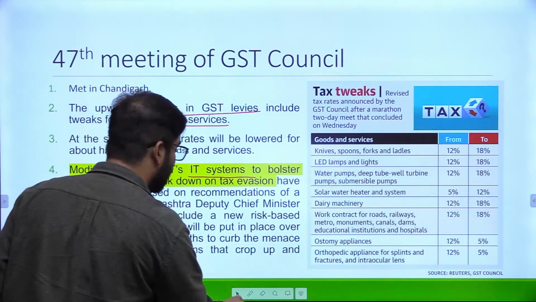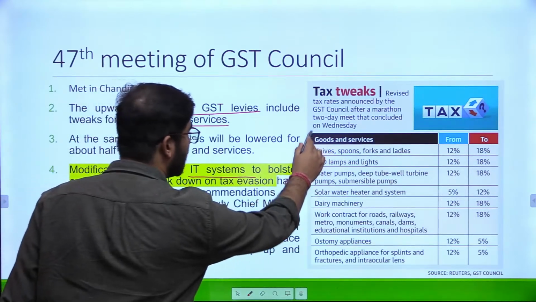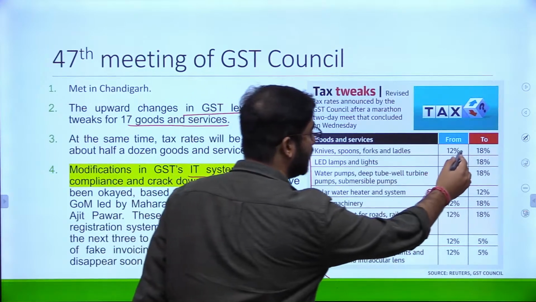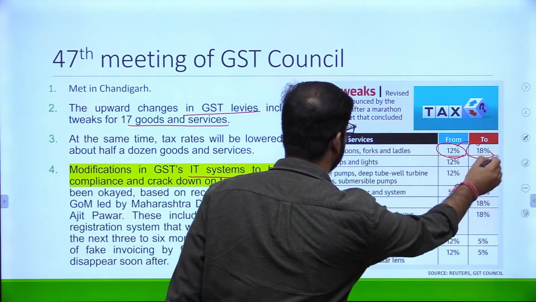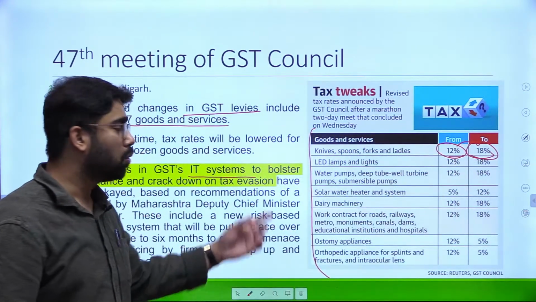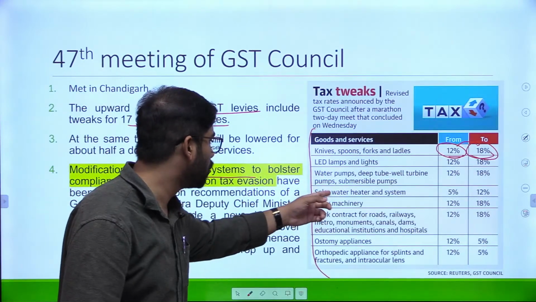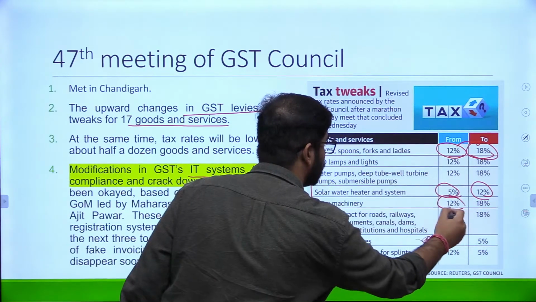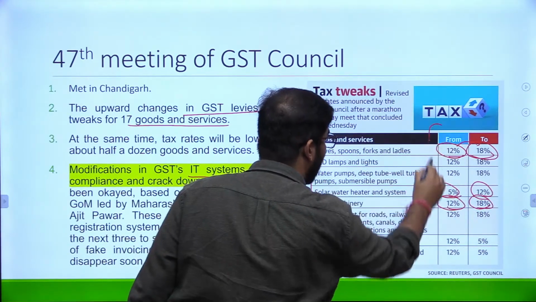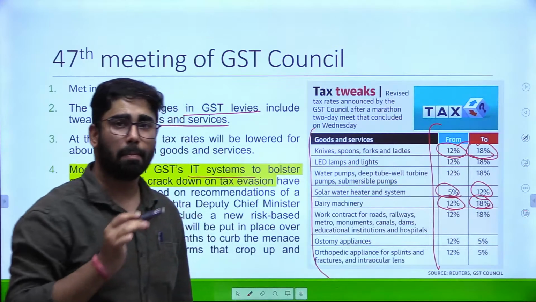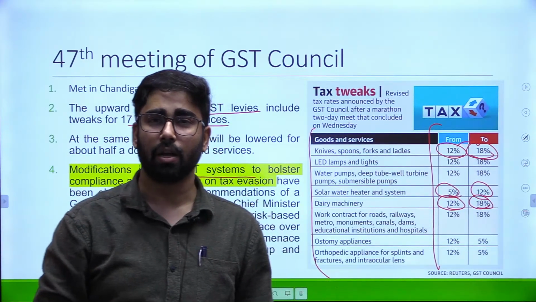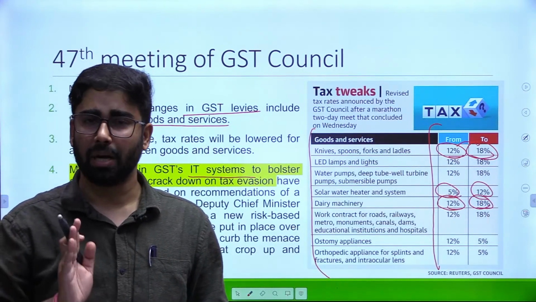So these are a list of some products on which tax has been changed, such as on knives, spoons, forks, the tax has been changed from 12 to 18%. Similarly, on LED lamps, 12 to 18%, and solar water heater in system, 5 to 12%, dairy machinery, 12 to 18%. So these tax changes are going to finally impact the common people only. So these are significant. You need not learn all of them, but just go through them.